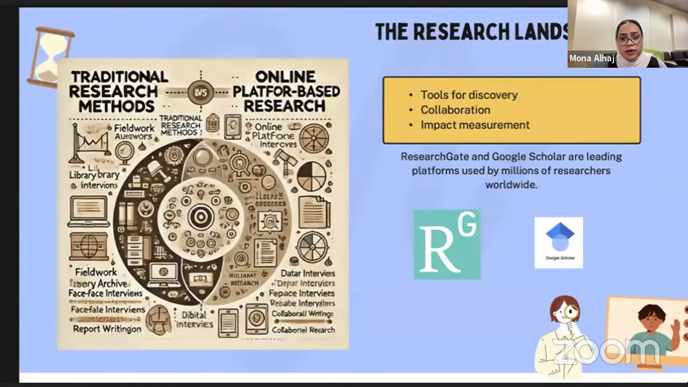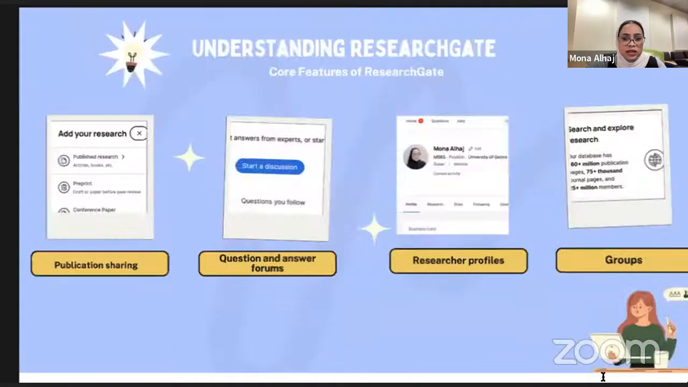Let's focus on two main platforms for today: ResearchGate and Google Scholar. We will explore their unique strengths and how they cater to different research needs. So here we go. ResearchGate is more than just a database. It's a community. It's where researchers connect, share their work, ask questions, and collaborate on projects and publications.